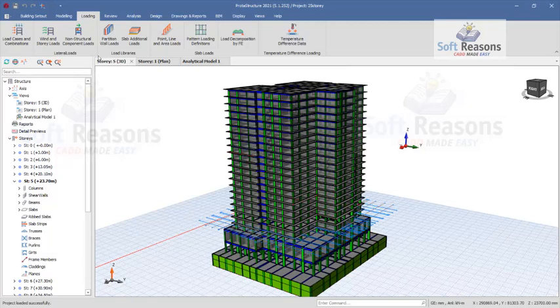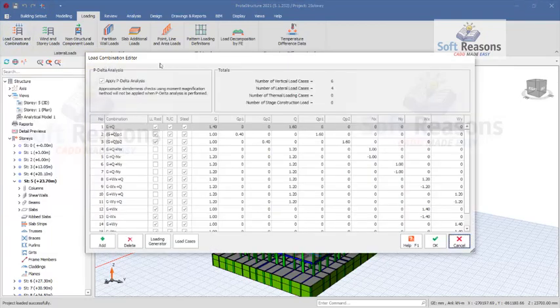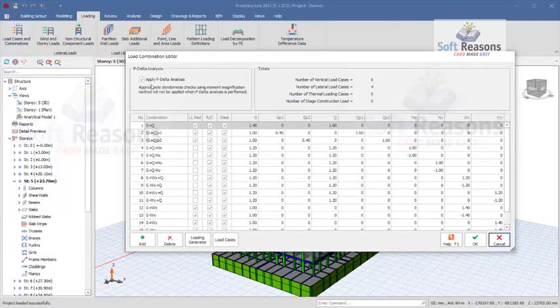So you have to navigate to your loadings. If you come over here, you see load cases and combination. Click right there to have the load combination editor. You need to activate the apply P-Delta analysis right there. Very, very important, and this plays a major role. I did a focus on how to actually apply this.